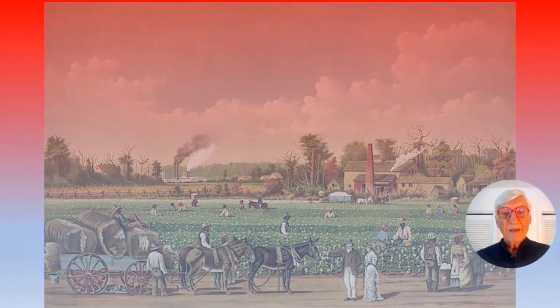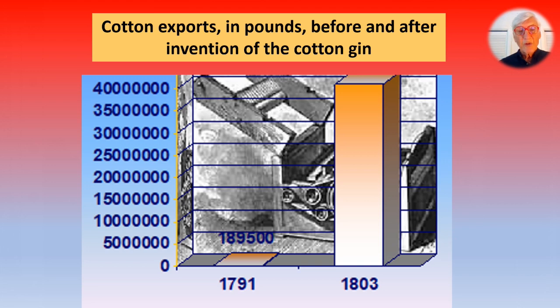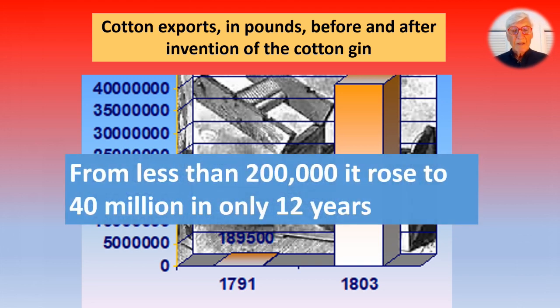But he's not done yet. Cotton exports in pounds before and after the invention of the cotton gin. From less than 200,000 in 1791, it rose to 40 million in only 12 years.